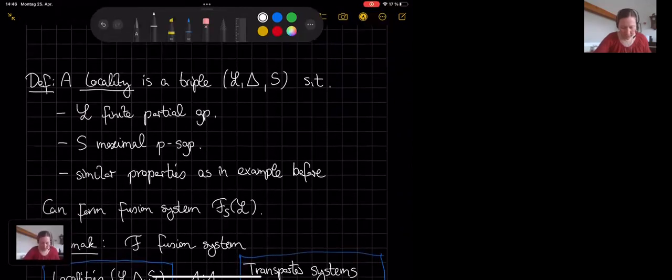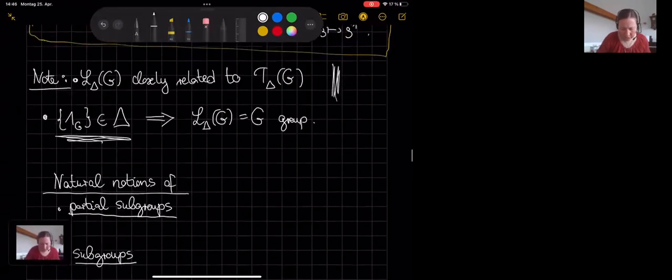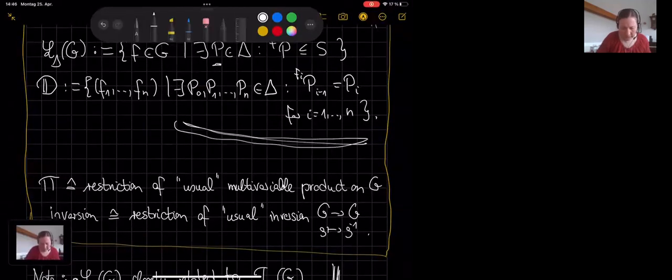Okay, and now we have the definition of a locality. That's a triple L, delta, S, such that L is a finite partial group, and S is a subgroup of L, so a subset which is also a group. It's a p-subgroup, and it's maximal among all such p-subgroups, so it's like a Sylow p-subgroup. And then similar properties hold as in the example before. So basically, the product should be defined on words which have a property like this.